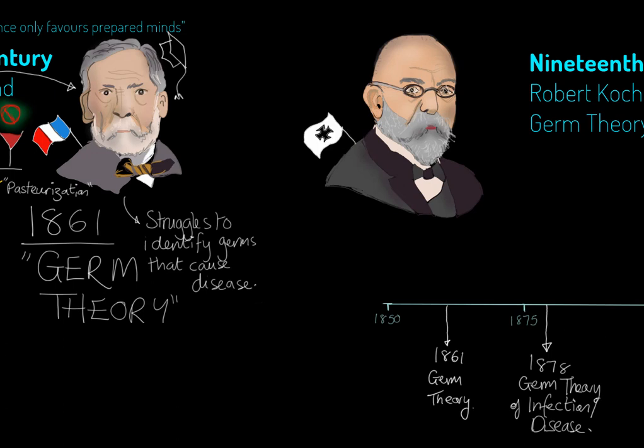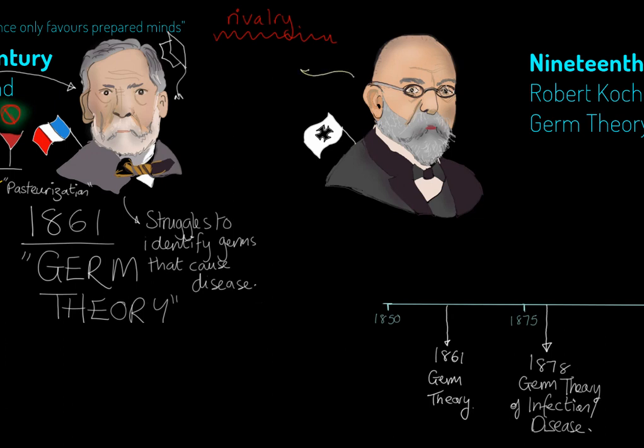Now, Koch is German, Pasteur is French. There's actually quite a lot of rivalry between them, partly because France and Germany go to war between 1870 and 1871 in the Franco-Prussian War. Germany wins, but both are kind of motivated to prove that their country is ahead. Now, there are two methods that Koch develops that really help in the process of identifying germs.